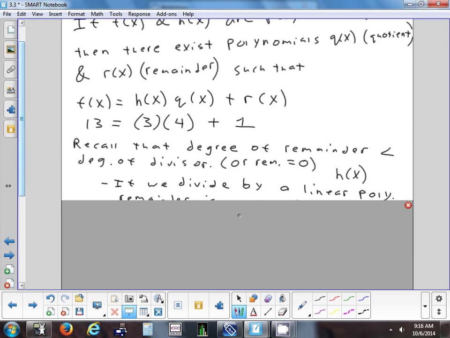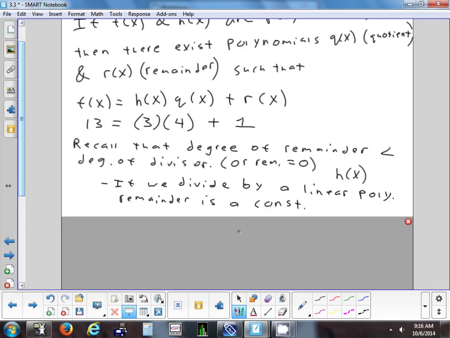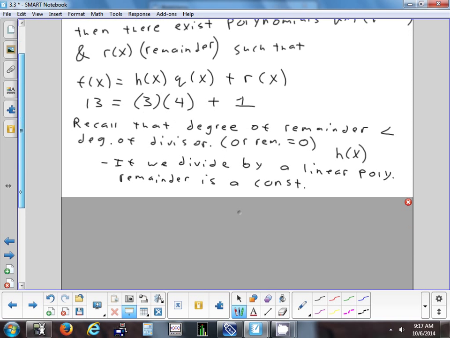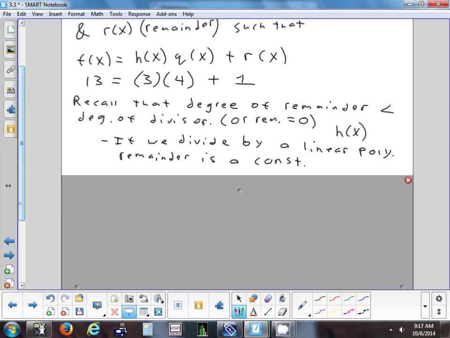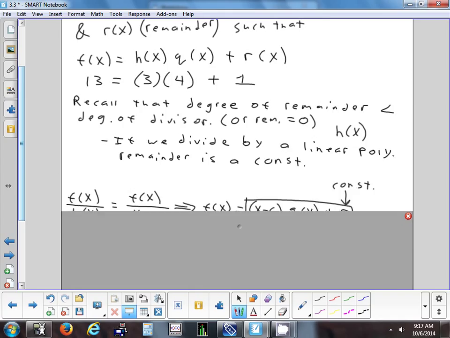If I'm telling you that the degree of your remainder is always less than the degree of your divisor, what happens? What's 1 degree less than being linear? What does it become if it's 1 step below linear? Wouldn't it just be a number? Yeah, it would just be a number. So anytime you divide by a linear polynomial, the degree below that is a constant. Your remainder is always a constant, just a number. Examples of linear polynomials are x minus 2, x plus 5, y plus 7. Those are linear polynomials.